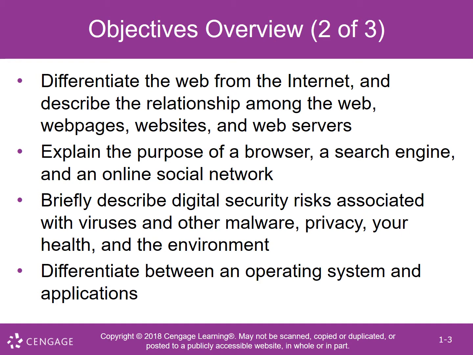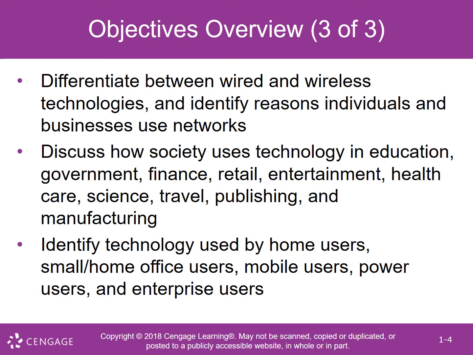We look into the overview of security risks like virus and other malware, privacy, and also issues on health and the environment. We'll differentiate an operating system from an application software. Also, we'll differentiate wired from wireless networks.